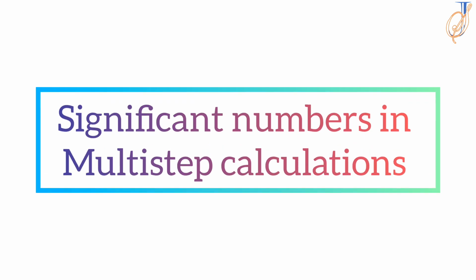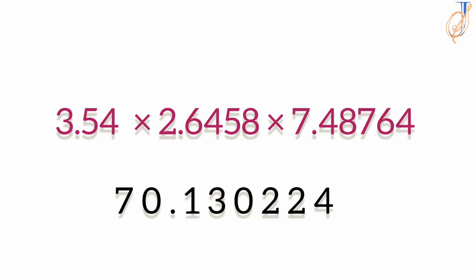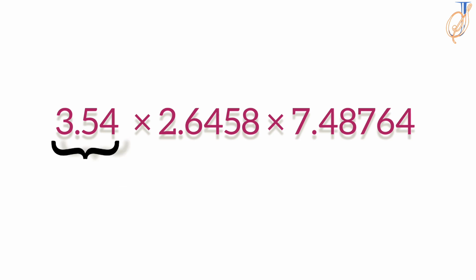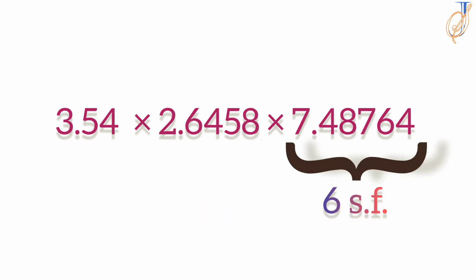Significant numbers in multi-step calculations. For example, 3.54 times 2.6458 times 7.48764. After doing the calculation, you will get the answer 70.130224. Observe the original numbers. 3.54 has 3 significant figures, 2.6458 has 5 significant figures, and 7.48764 has 6 significant figures.